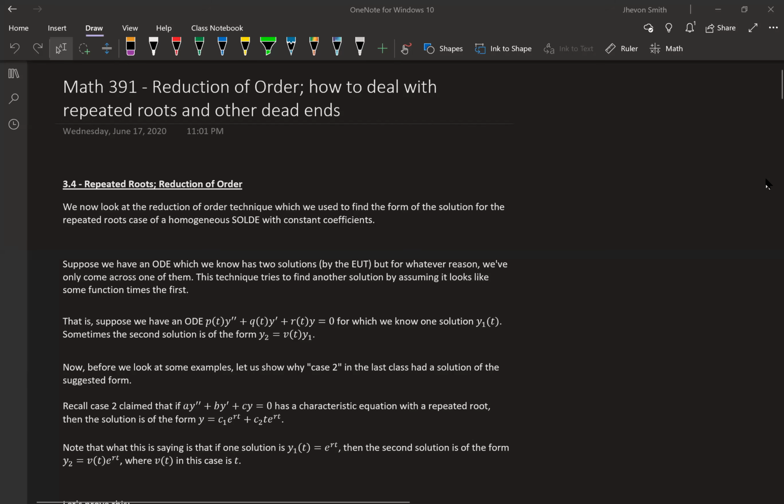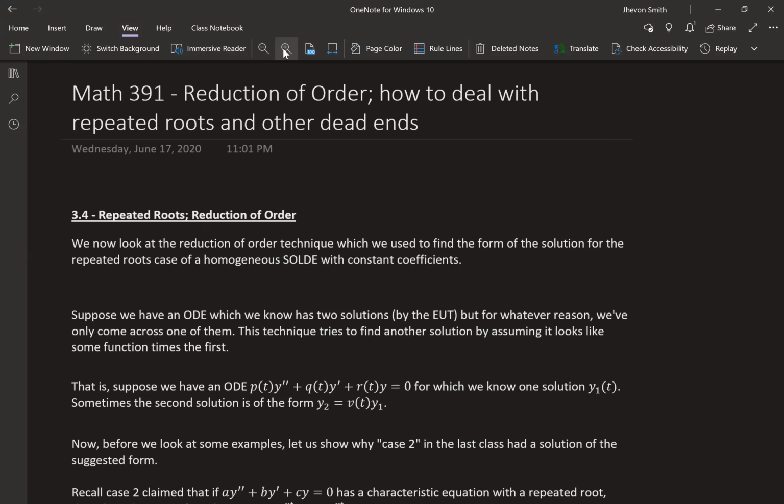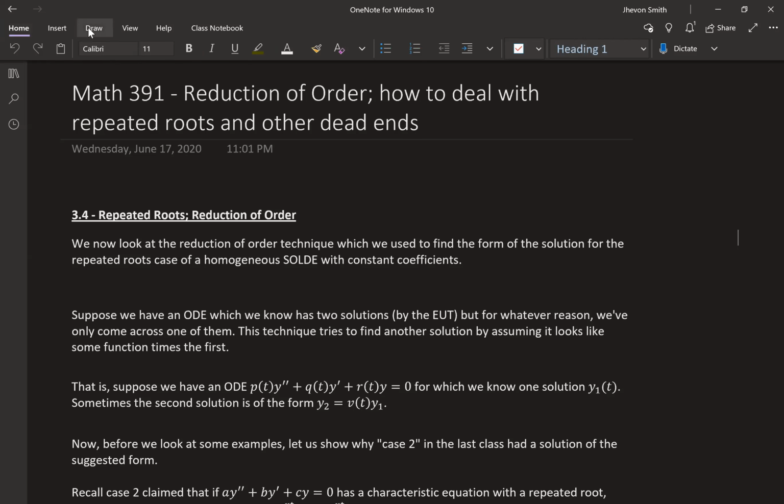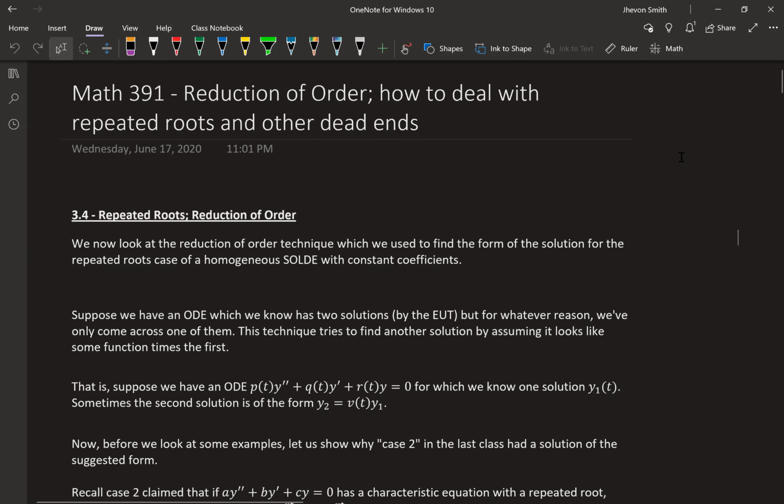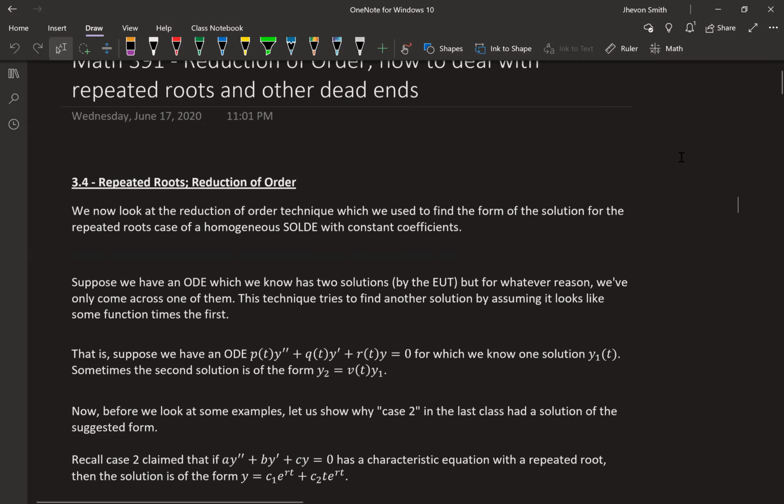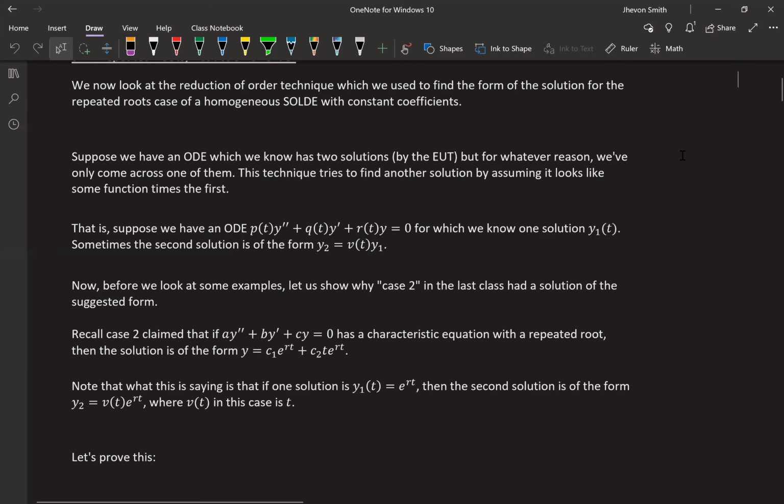And I will show you guys why case 2 worked out this way, right? It's nice for me to use case 2 as a case study, but the method that I'll be doing, reduction of order, actually works a little bit more generally. So it's worth me showing you where case 2 comes from, because in showing you that, I'm actually showing you another technique that can be very useful. So here's basically how reduction of order works.